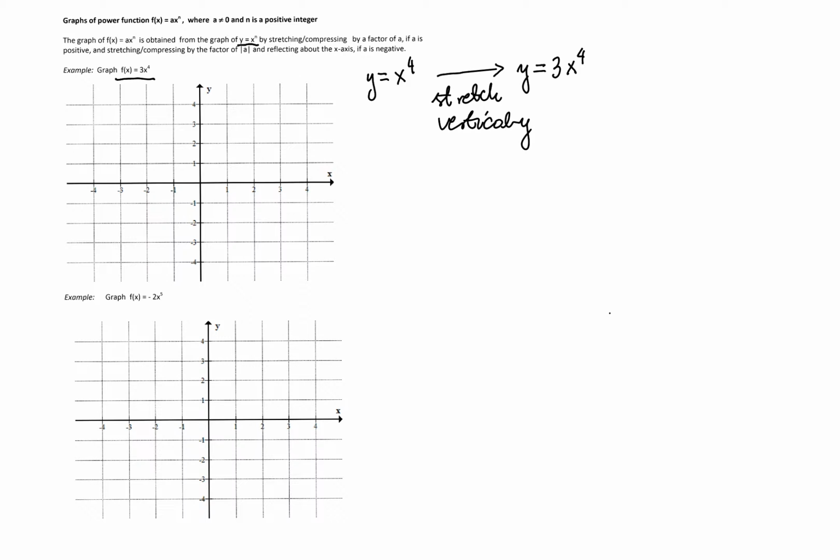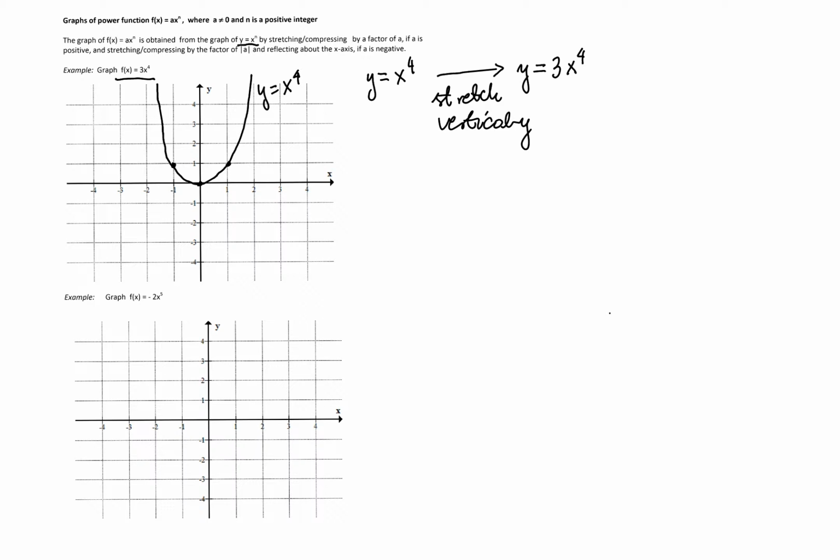graph first the function x to the 4th. Points -1, 1, 0, 0 and 1, 1 are on this graph. For -2, the value is going to be positive 16, outside of the picture. So we'll graph this function. This is the graph of x to the 4th.